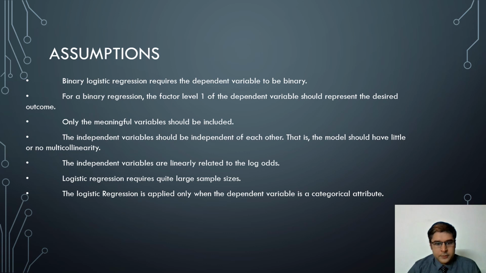The independent variables are linearly related to the log odds. So basically there is a logarithmic function involved in logistic regression, and in this case the independent variables are linearly related to the log odds. Logistic regression requires quite large sample sizes. The dataset should be huge. Logistic regression is applied only when the dependent variable is a categorical attribute. So we apply logistic regression only when we want classification.